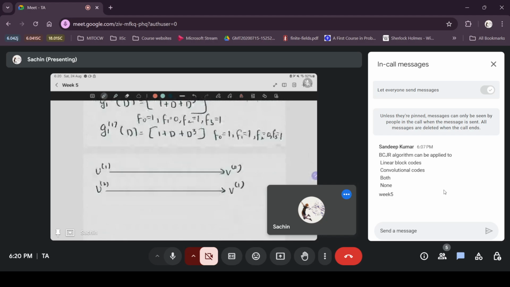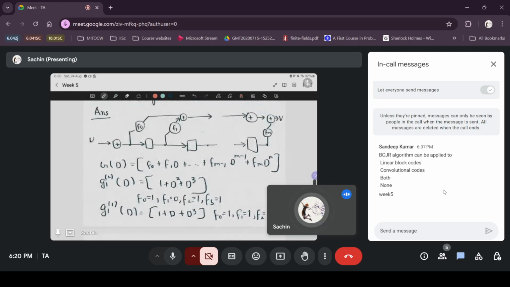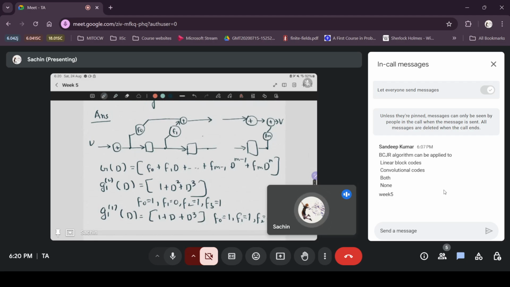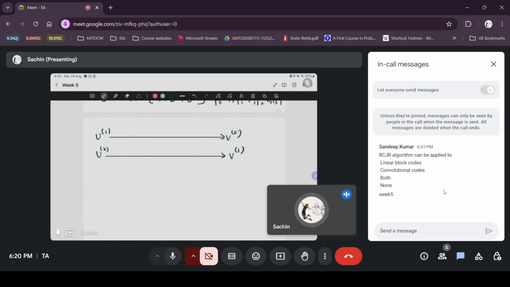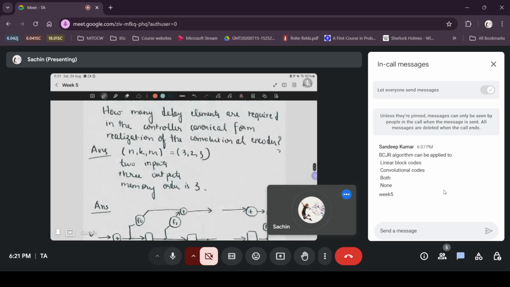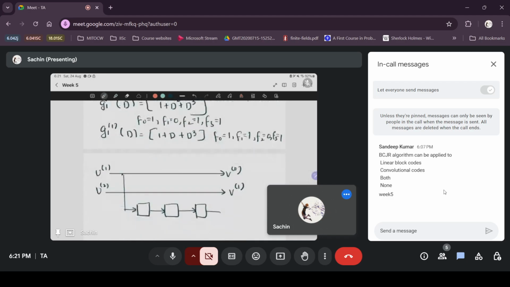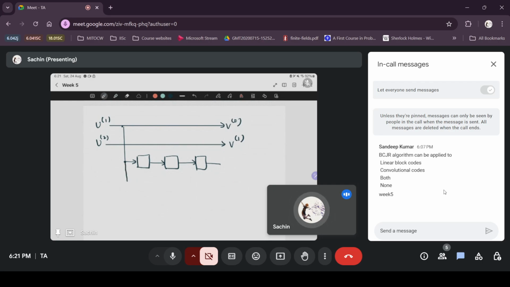So instead of writing these connections at the top, I'll just write it in a different way, but it's the same connections in the end. So you have U1, that is D U1, this is D square U1, this is D cube U1. So first generator has 1 plus D square plus D cube. So 1 means you take the input directly. D square is this one here, D cube is this.